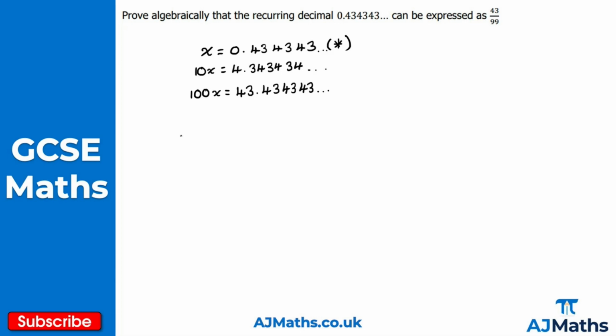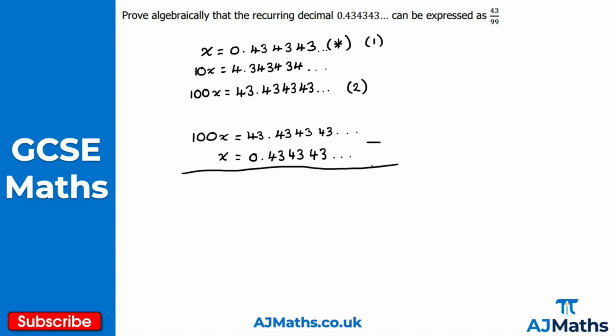So at this point now, compare this 100x to our original x here. And we notice that after the decimal point, they match. So because they're a match now, we can perform our subtraction. If we call this equation 2 here, and we call this equation 1, then we're going to subtract equation 1 from equation 2. So let's write that here. 100x, which is equal to 43 recurring here, or 43.43, and so on. We're going to subtract x here, which is equal to 0.434343.